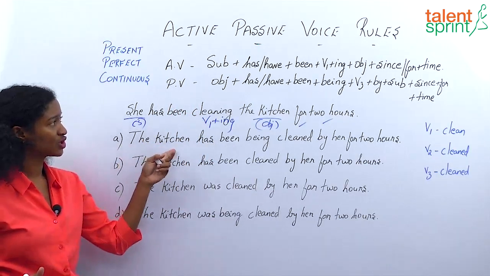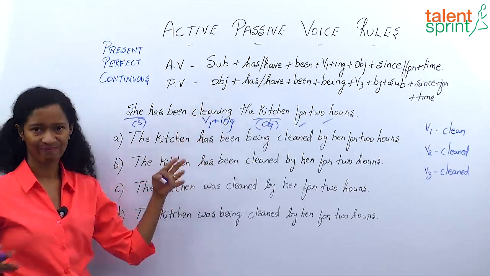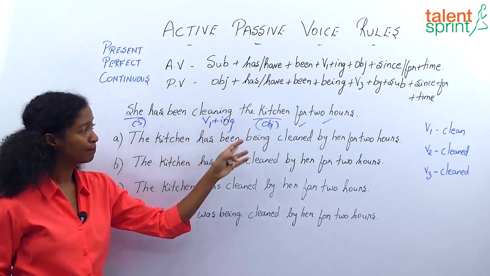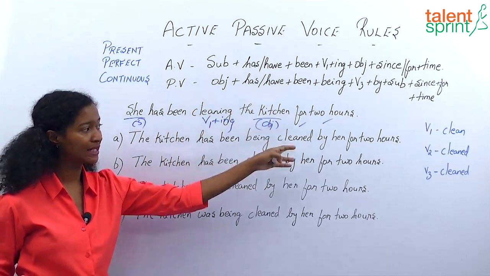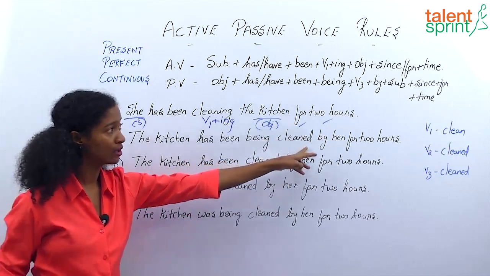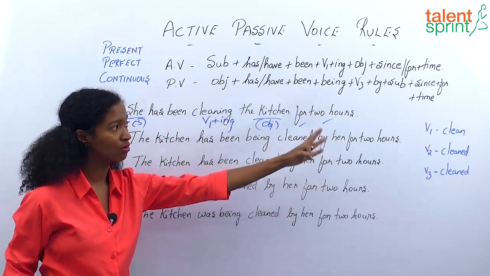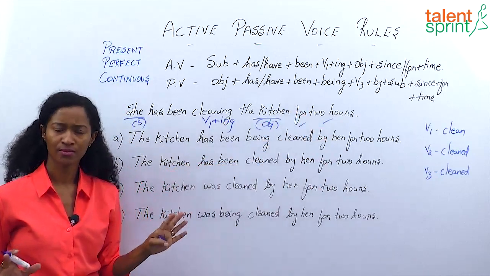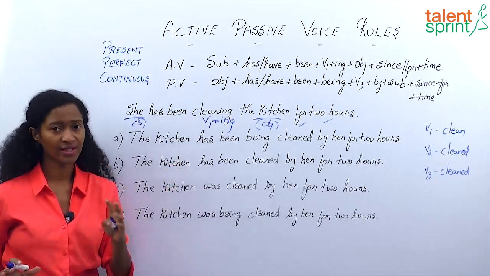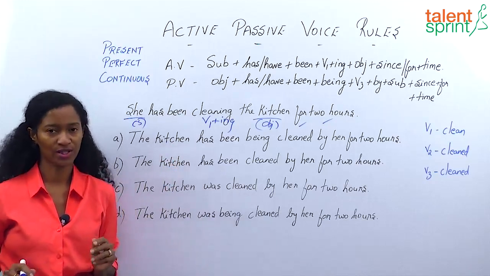A, the kitchen has, singular subject, singular verb, has been, being cleaned, that's verb 3: clean, cleaned, cleaned, verb 3, by her, the subject, for, and then the time reference. Seems to be matching the form that we have. Let's take a quick look at the remaining options as well.